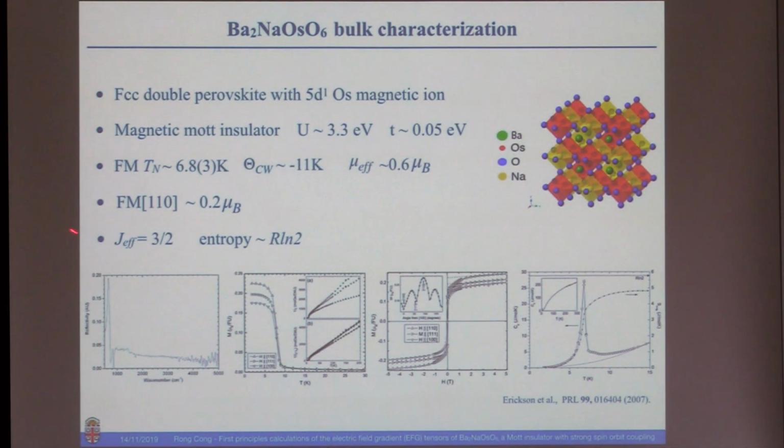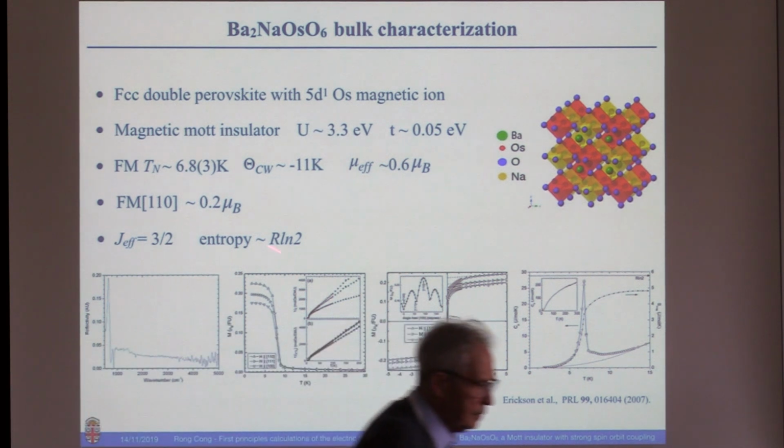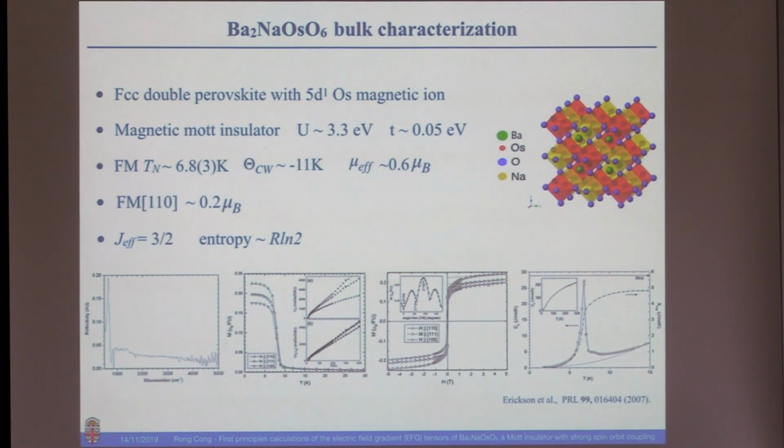And although J effective is 3/2, the entropy is R ln 2, which means there is some source that lifts the degeneracy of the ground state.